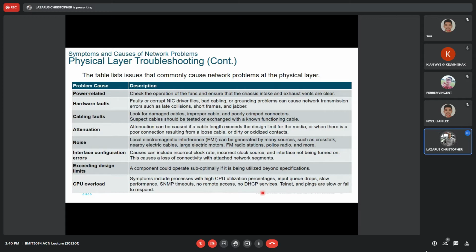Hardware faults, faulty or corrupt NIC driver files, bad cabling, and grounding problems can cause network termination errors such as late collisions, short frames, and jabber. I am not sure how NIC driver files can get corrupted, unless you switch off your computer without proper shutdown, then some files get corrupted, things like that. But cabling, we know lah.